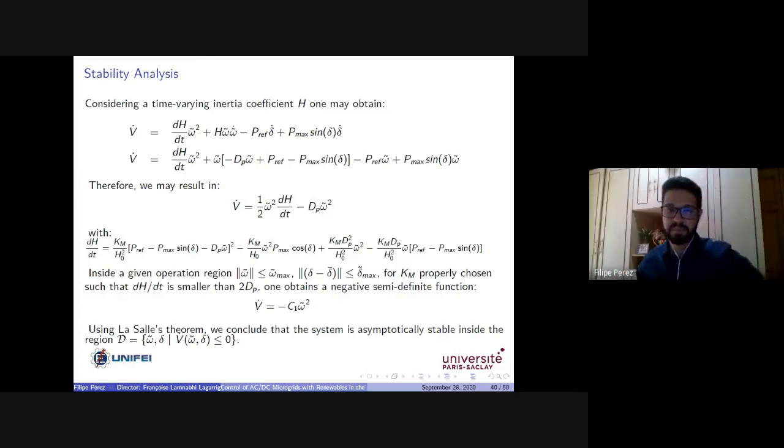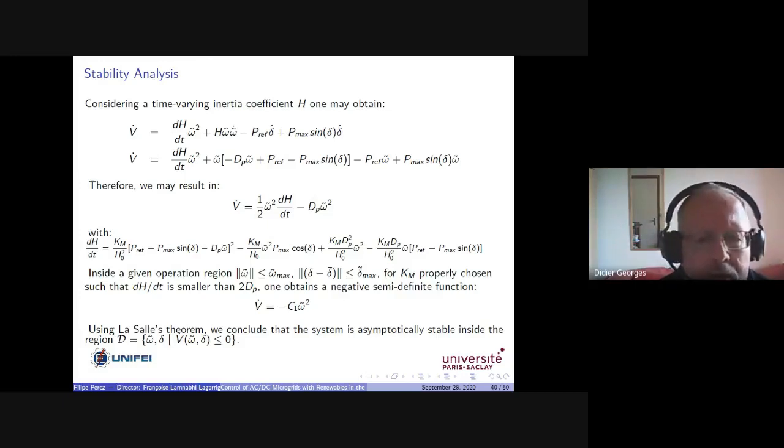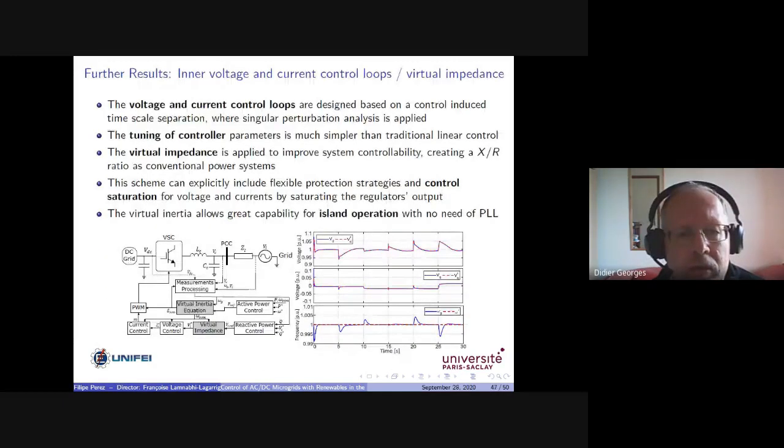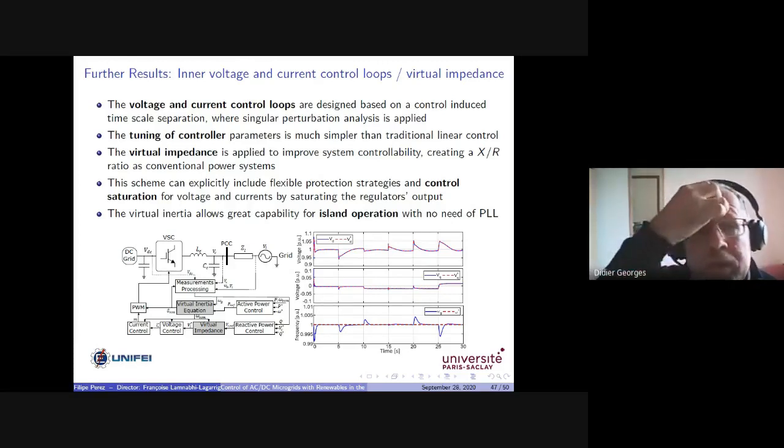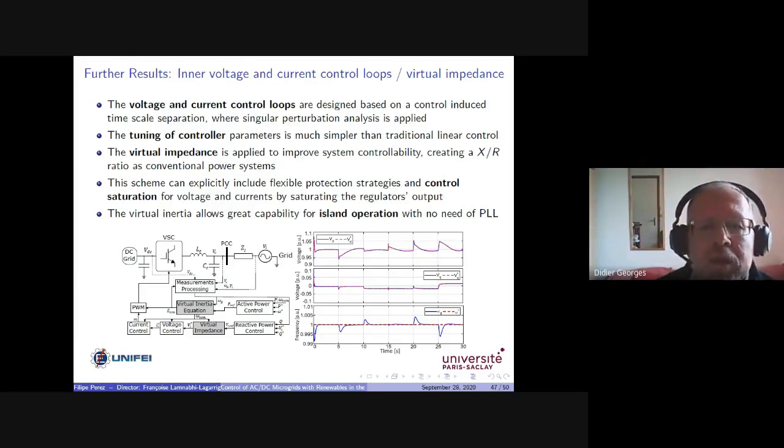Okay, thank you. That is because I don't see any analytical results, in fact, for that. It could be complicated, I think. Okay. You also mentioned, and this would be one of my final questions or remarks, in slide 47, you talk about system controllability. In the conclusions, further results: the virtual impedance is applied to improve system controllability. Is it really system controllability? What exactly do you mean here? System controllability in the sense of automatic control?